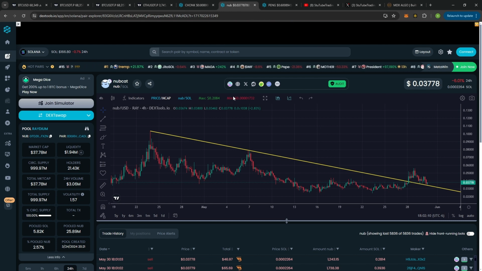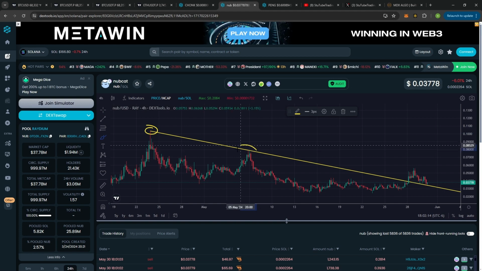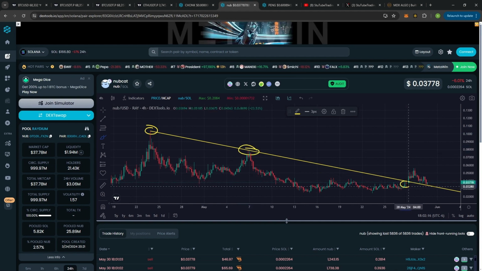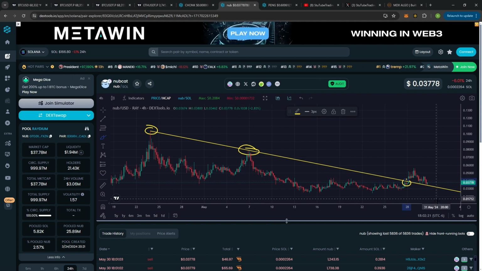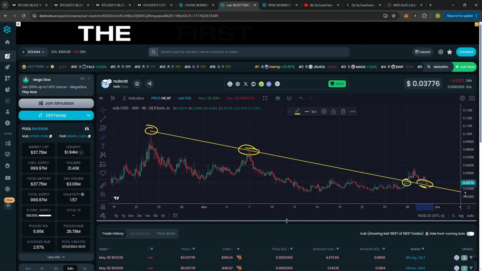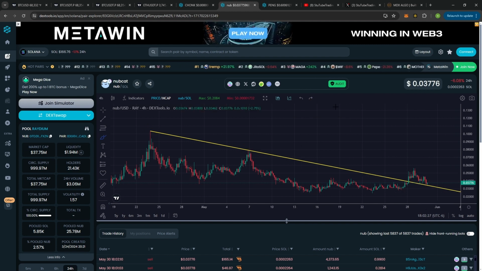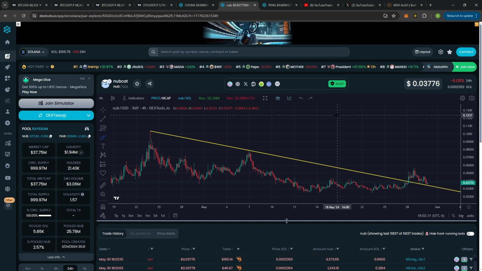Just because we're respecting that line so well, right? Like I talked about, those touch points are just absolutely perfect. Pinpoint accurate wicks and everything, followed by, even on the other side, pinpoint accurate on the wicks. Absolutely beautiful. As far as breakout trading and trading chart patterns, that's kind of what I look for.